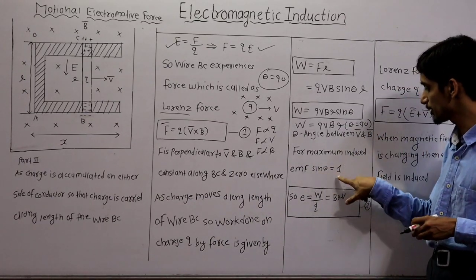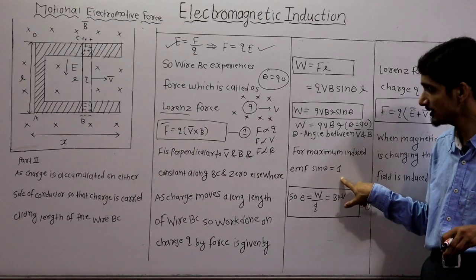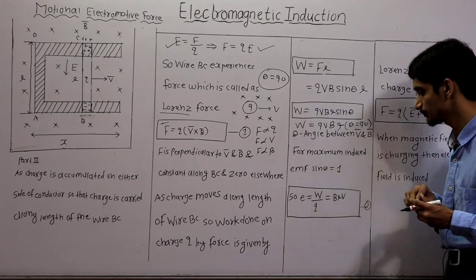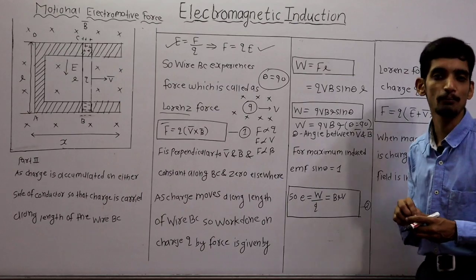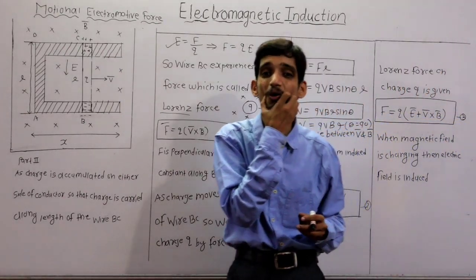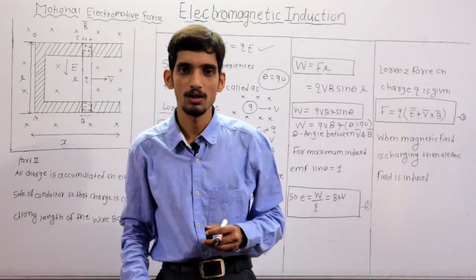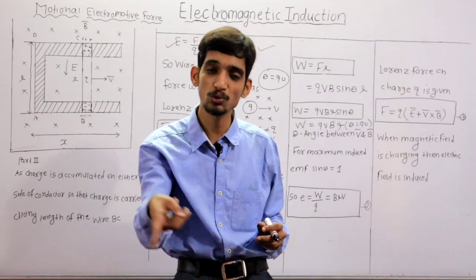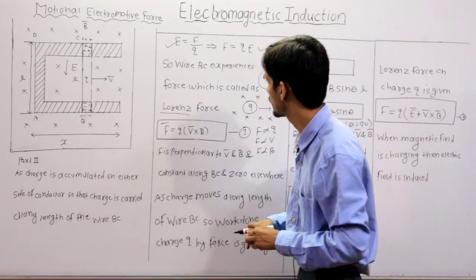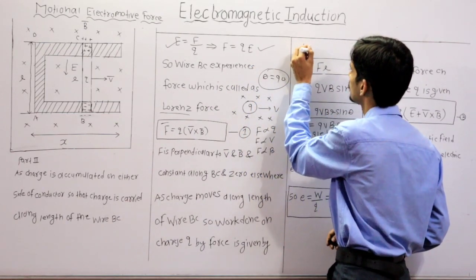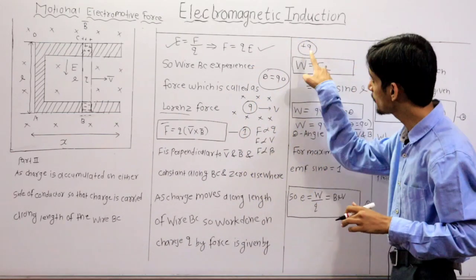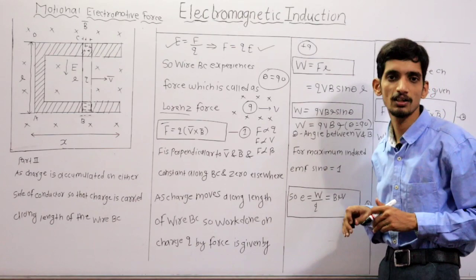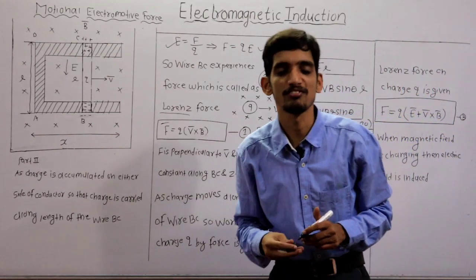Now for maximum induced EMF, sin theta is equal to 1. The reason I already explained. In that case, theta is equal to 90 degrees. Clear? Okay. Now listen, we have to calculate induced EMF. Now EMF, electromotive force, means what? Work done on a unit positive charge to complete one round trip or to complete a closed circuit. Suppose there is a charge q, then the work done on this positive charge to move in a closed circuit is called EMF.